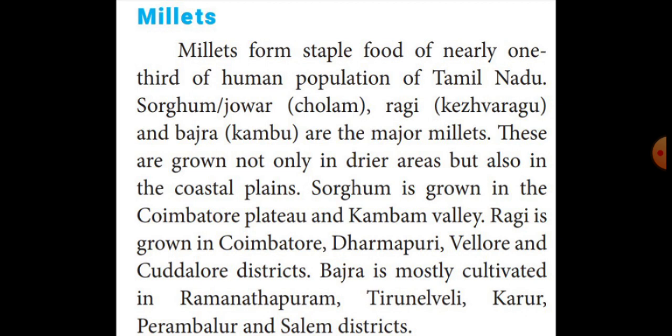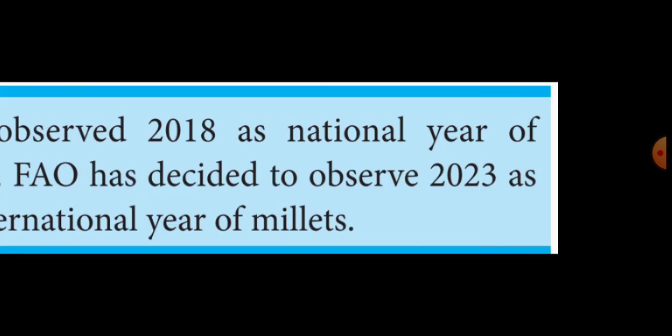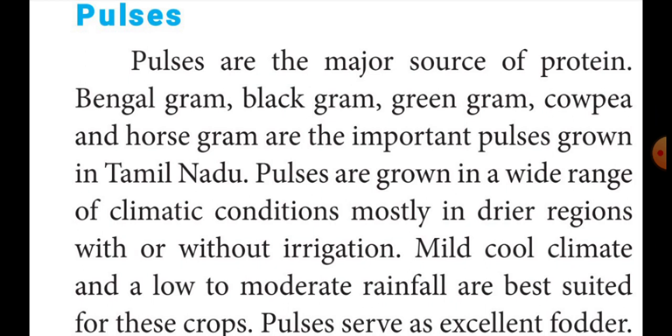Millets grow not only in drier areas, the coastal plain areas are also mostly used to cultivate millets. Then the next important crop is pulses. It is one of the major crops in Tamil Nadu. Pulses contain protein. What are the important pulses? Very good. Bengal gram, black gram, green gram, horse gram. These are the important pulses grown in Tamil Nadu.